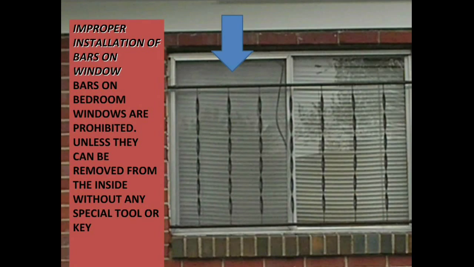Improper installation of bars on windows. Bars on bedroom windows are prohibited unless they can be removed from the inside without any special tool or key. Refer to the 2009 International Property Maintenance Code, Section 702.4, Emergency Escape Openings.